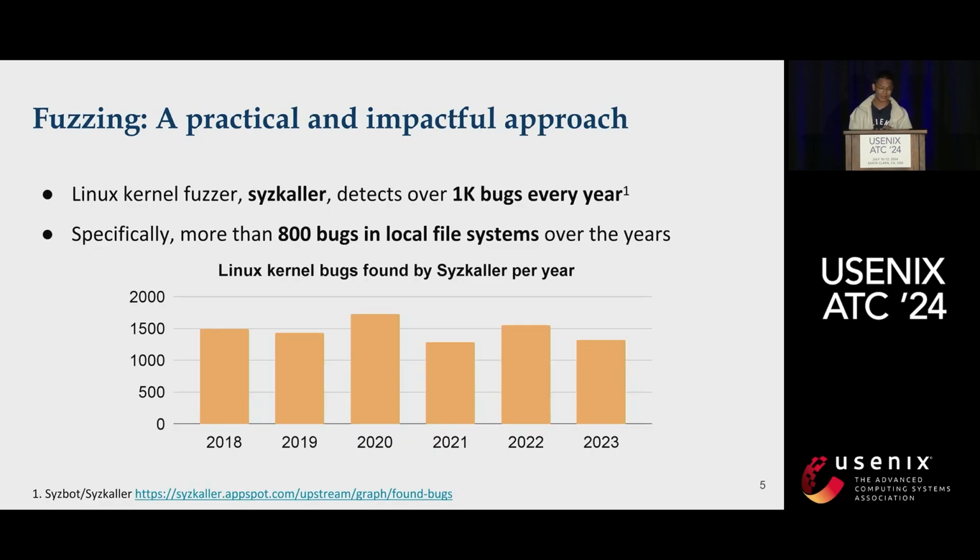Fuzzing has become a practical and impactful approach for fighting bugs because of its automatic state exploration and scalability to large programs. For example, the Linux kernel fuzzer Syzkaller, which is also a file system fuzzer, has detected over 1,000 bugs every year since its release. Specifically, more than 800 bugs have been detected in local file systems. These local file systems are the subsystems of the Linux kernel.